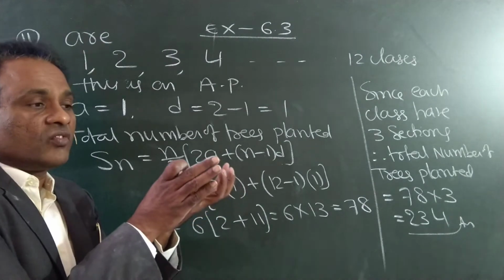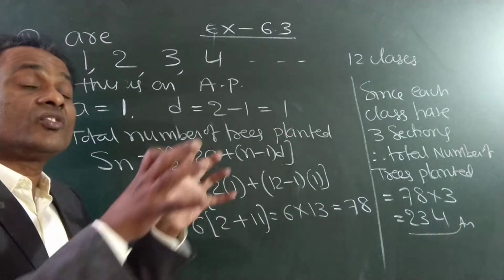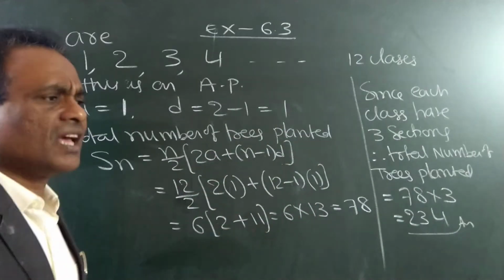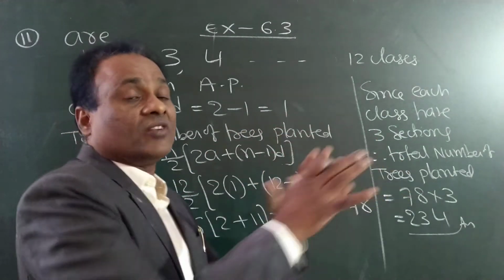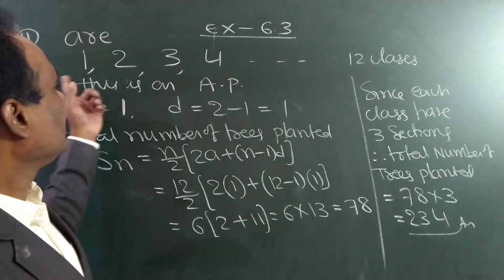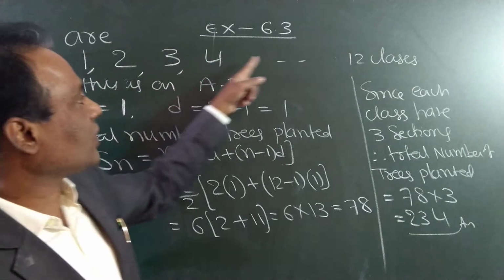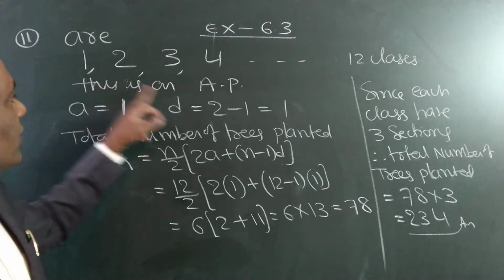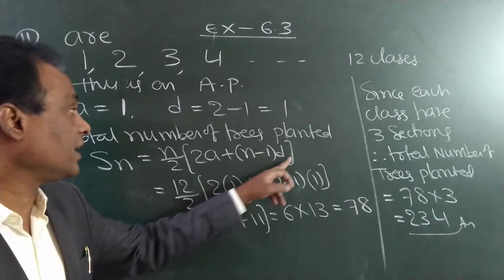First class students will go and plant 1 tree, they will come back. Second class students will go and plant 2 trees, they will come back. Like that, third class students are planting 3 trees, fourth class students are planting 4, like that up to 12th class students. Total how many trees will they plant? First class 1, second class 2, third class 3, up to 12 classes. So A is 1, D is 2 minus 1, that is 1. Sum to n terms formula: n by 2, 2a plus n minus 1 into d.